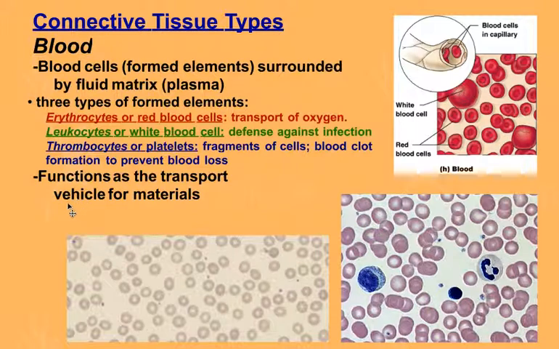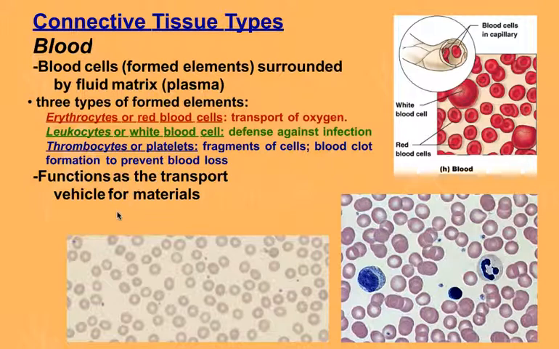And our last type of connective tissue is blood. This is our fluid tissue. Blood cells are our living parts, and our matrix is going to be a fluid matrix, and it's called plasma. There are three types of blood cells. Erythrocytes are the red blood cells, leukocytes are white blood cells, and thrombocytes, or what we call platelets.